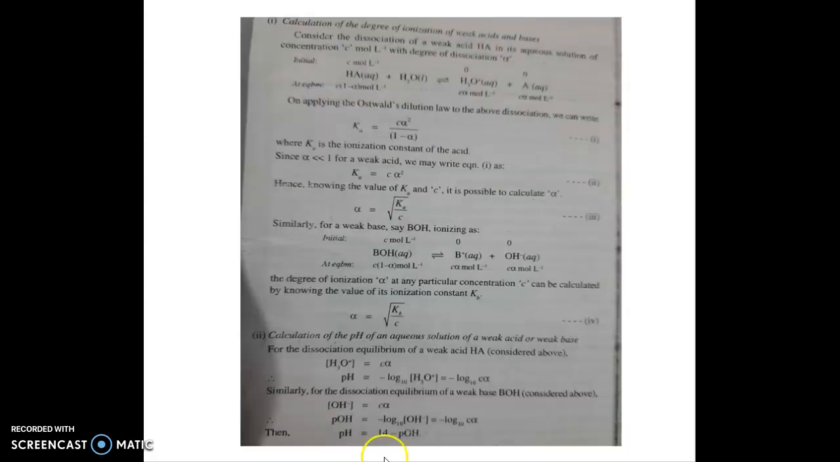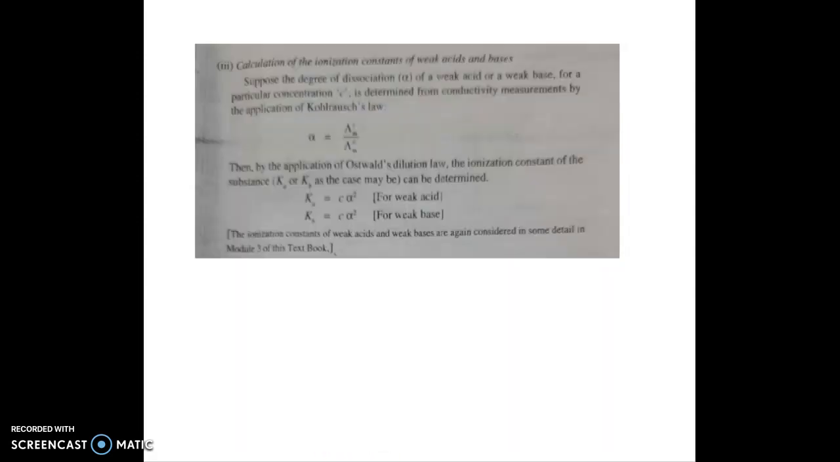So from these two equations we can calculate the pH of weak acids and weak bases. And the next application is the calculation of the ionization constant of weak acids and weak bases. We know that the degree of dissociation alpha is lambda c by lambda infinity. So if we know alpha and the concentration C, we can calculate the ionization constant Ka and the ionization constant Kb.